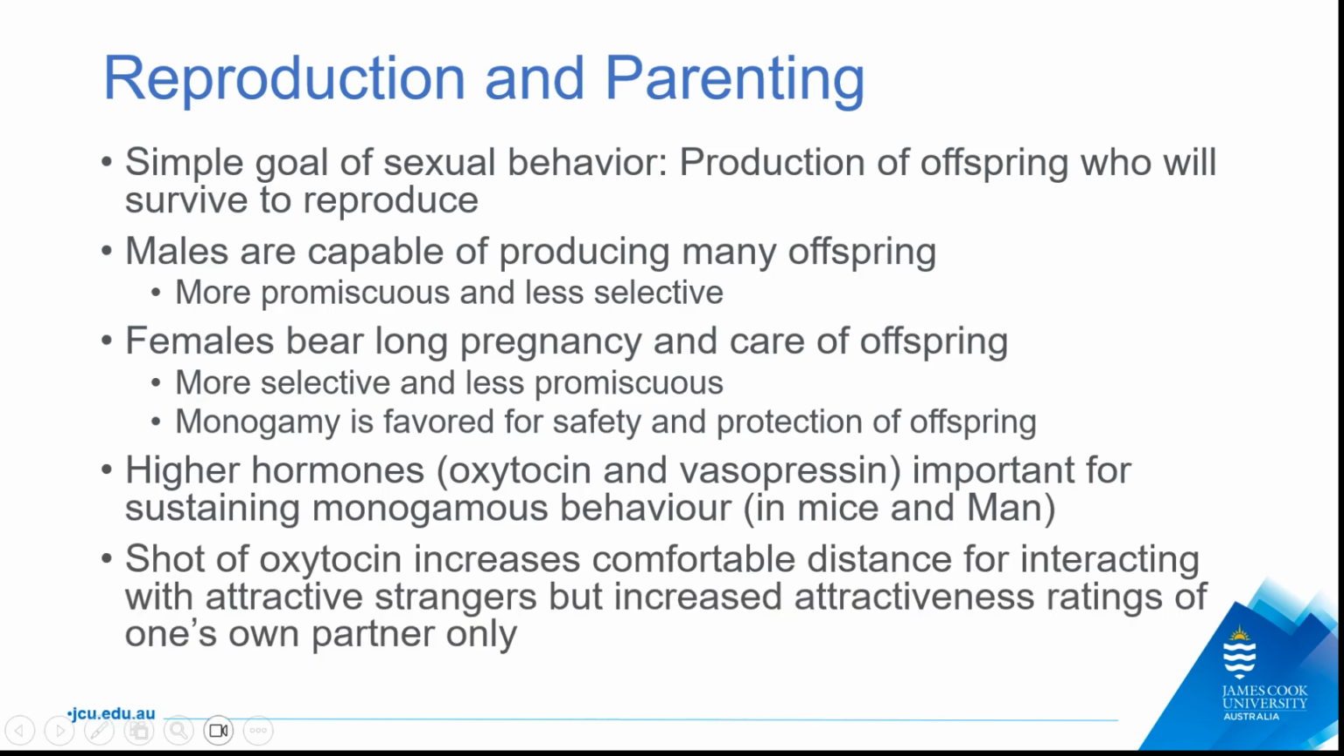We also have experiments with a shot of oxytocin, with a lot of funny social experiments. It will increase the comfortable distance for interacting with attractive strangers, but very non-intuitively, it only increases attractiveness ratings of one's own partner. You will not really increase a person's rating of the attractive stranger. This is very ironic. It's more like a cognitive dissonance to me.